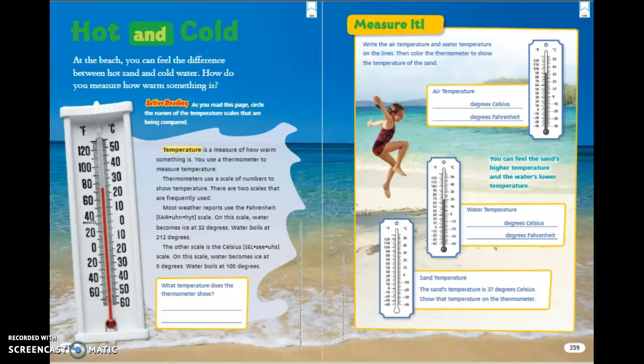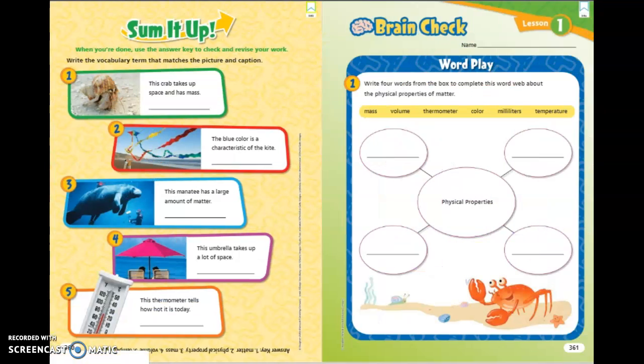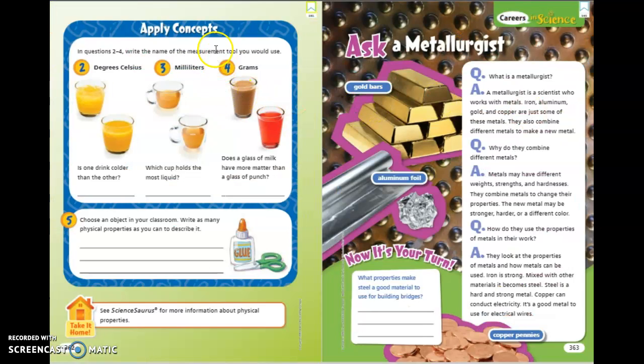Now, if you're all done and want to do the extended learning, you're more than welcome to. You would do Sum It Up, Brain Check, and the Apply Concepts.